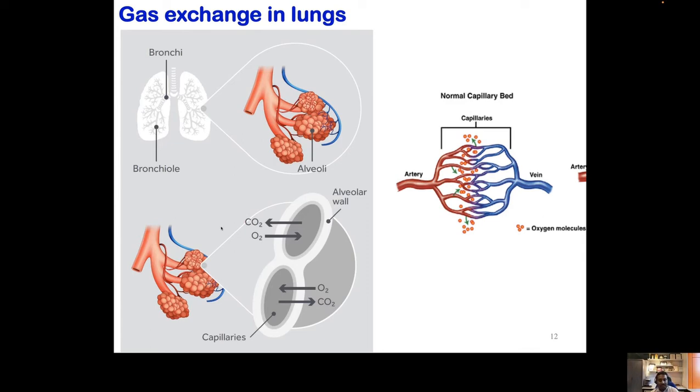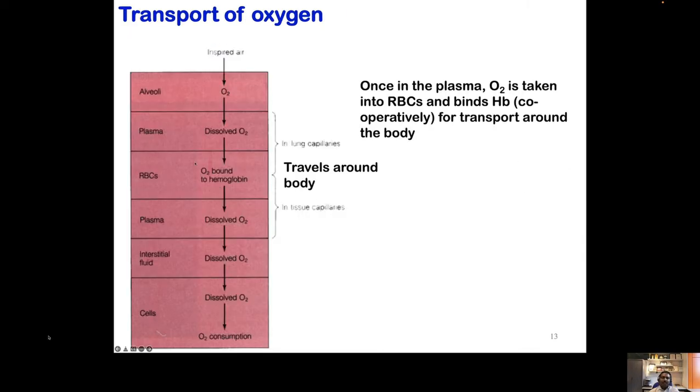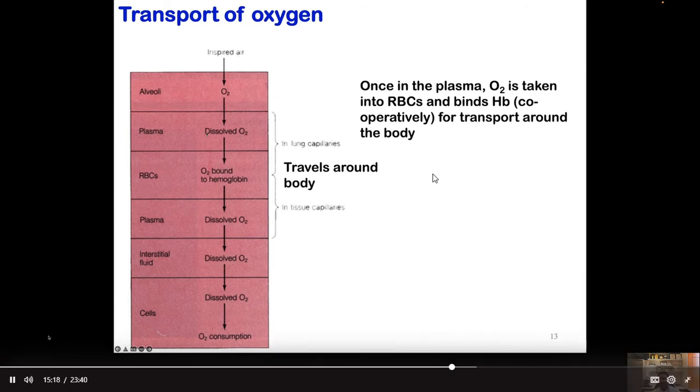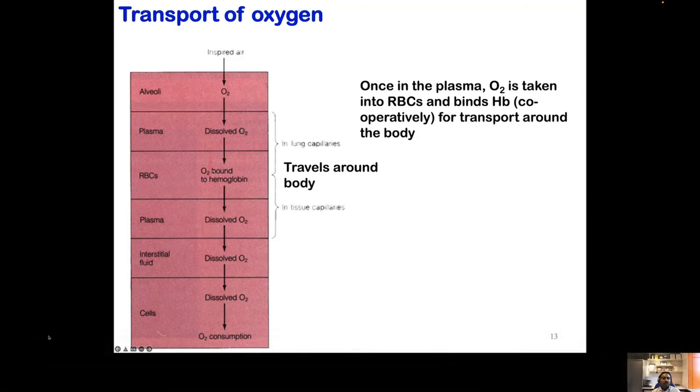And this is how the gas is being transported. As a simple diagram, you're inspiring air that's going into the alveoli. It's getting dissolved in the plasma around the capillary, as I told you, and then it will bind to hemoglobin, and then it will go to the target tissues, and then it will get dissolved again in plasma, get into the interstitial fluid around the tissues, then go inside the cell and get utilized. Oxygen will be consumed. Similarly, carbon dioxide will be produced in the cells, and then it will go back.